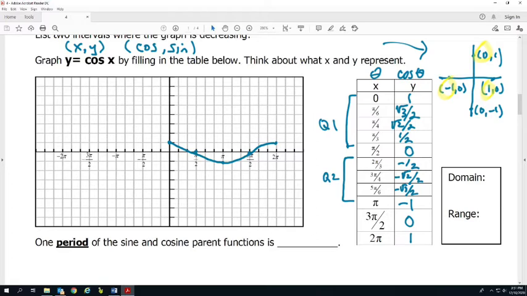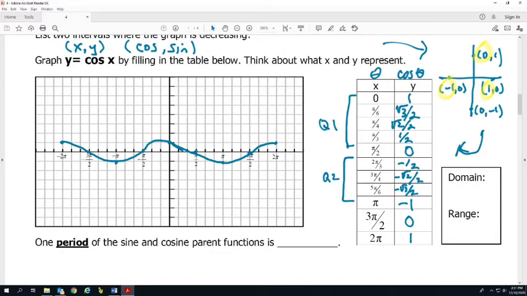If you think of your negative angles, you're going in the clockwise direction. So negative pi over 2 is going to be 0. Negative pi would be negative 1. Negative 3 pi over 2 is going to be back to 0. And negative 2 pi is going to be back to 1 again. So this is 2 periods of this function.